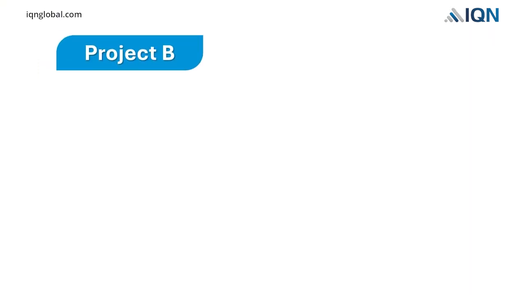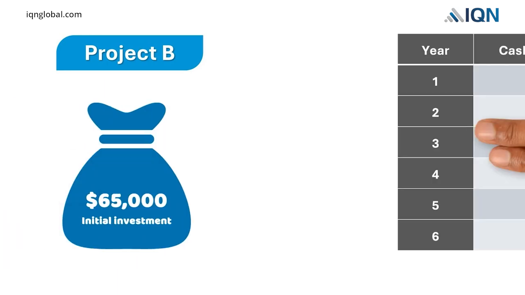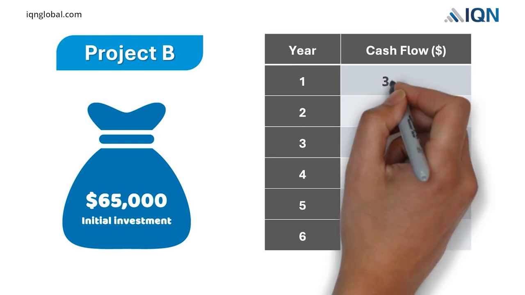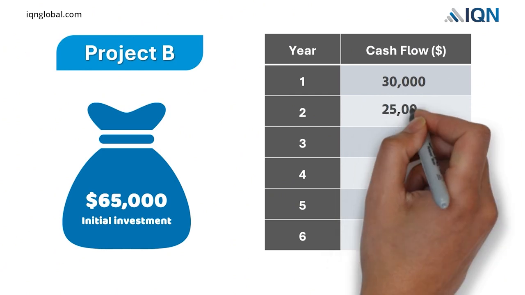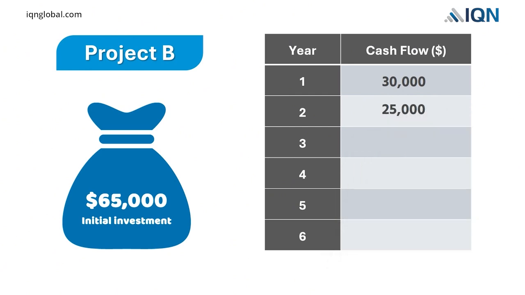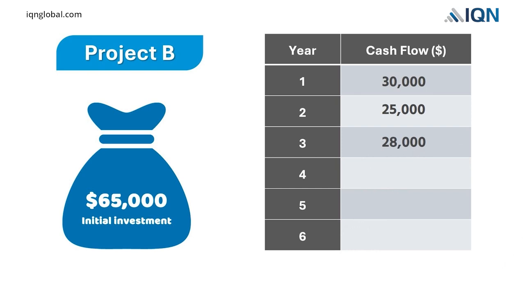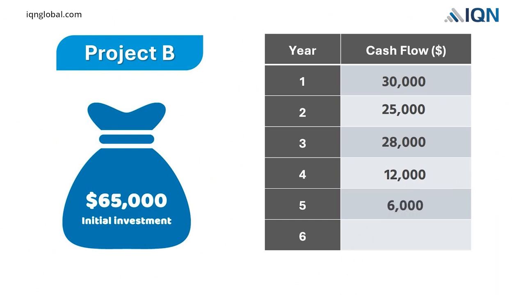Project B, on the other hand, would require an initial investment of $65,000. The net cash inflows from the project are: in year 1, the cash flow is $30,000. In year 2, the cash flow is $25,000. In year 3, the cash flow increases to $28,000. In year 4, the cash flow decreases to $12,000. In year 5, the cash flow further declines to $6,000. And finally, in year 6, the cash flow is $8,000.